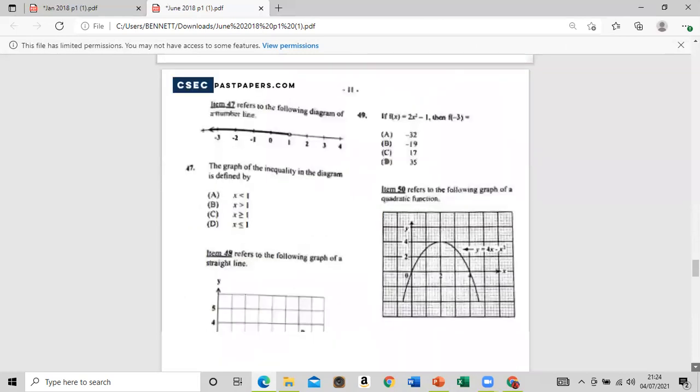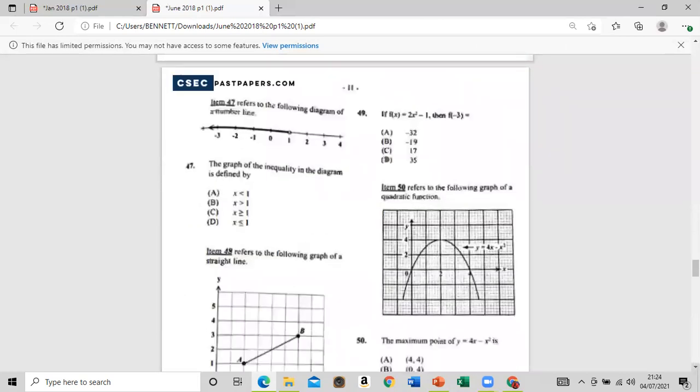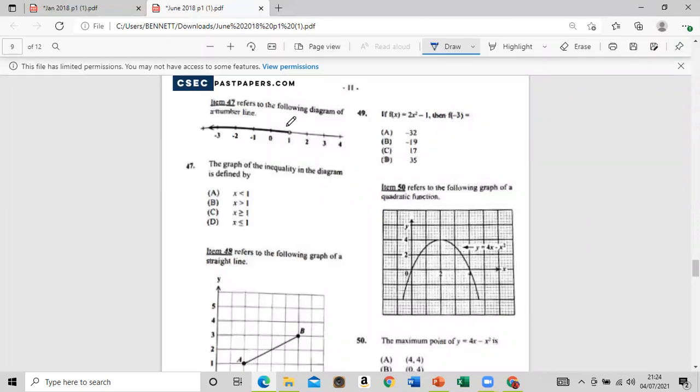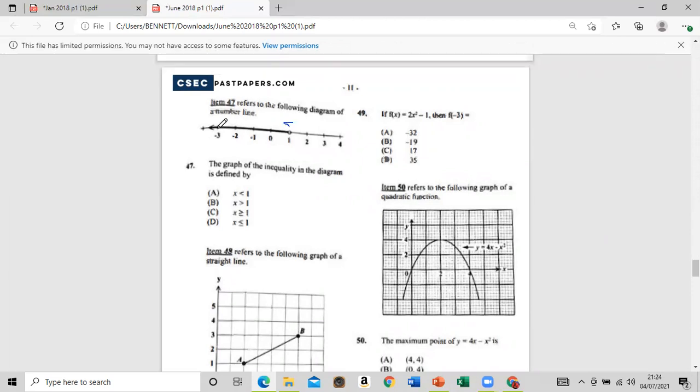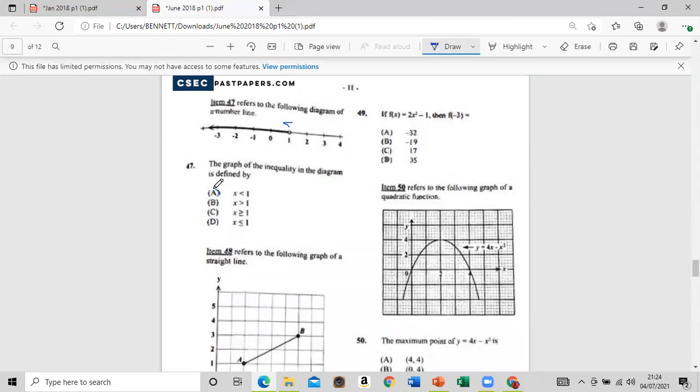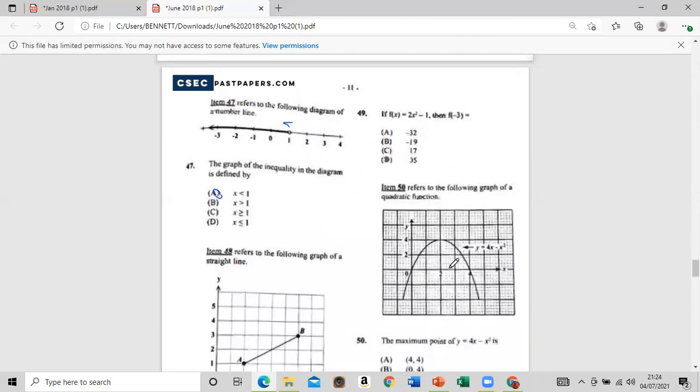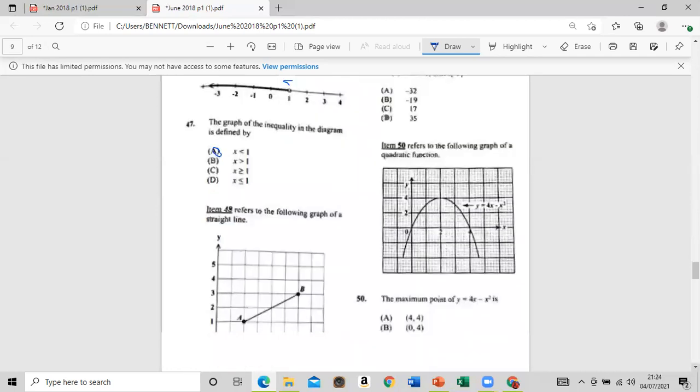Alright, 47. Refer to the following diagram of the number line. Basically you see where it's going. Here it's open, so we know it says less than. Once it's open and we go in that direction, it's less than, not less than or equal to. All of these are less than 1, so it's A.